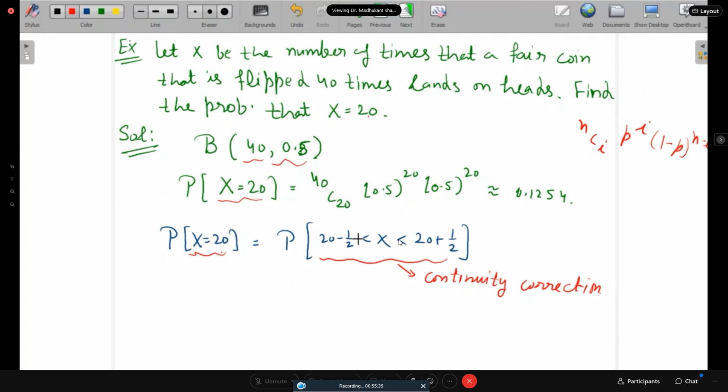Okay, now what is your objective? It's going to be the probability of 19.5 less than x less than 20.5. So your objective is to approximate this by using a continuous random variable, and the one which is very familiar to you is the normal one, and we want to do that.